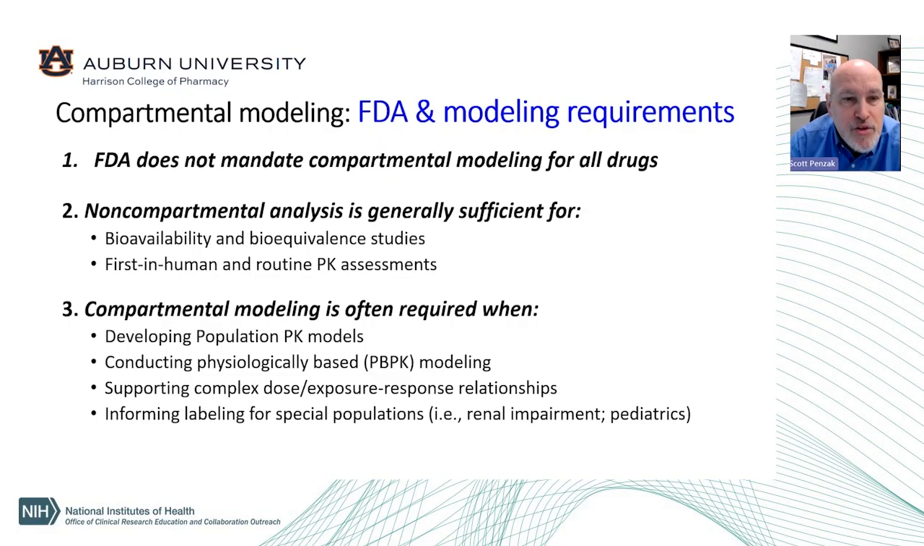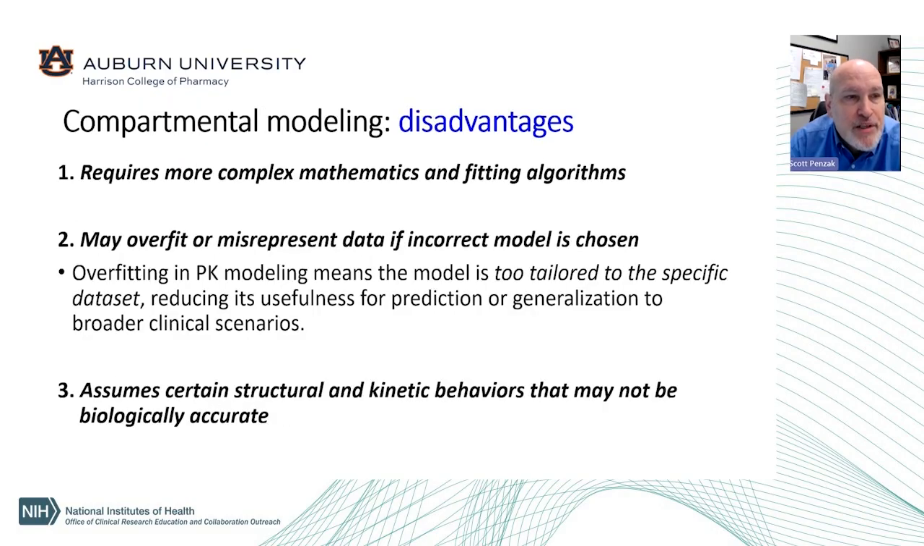of a drug, and you just want to see if it changes the area under the curve, and you're going to measure the difference in the geometric mean ratio, and you're going to look at those and see whether there's a significant interaction. In those situations, non-compartmental analysis generally will work just fine, but compartmental modeling is often required when you're developing population PK models, conducting physiologically based PK modeling, also supporting complex dose exposure response relationships, and informing labeling for special populations. And we kind of talked about that a little bit earlier.